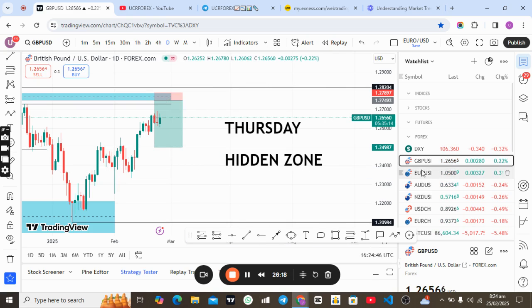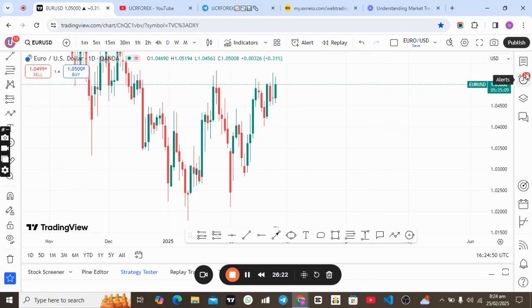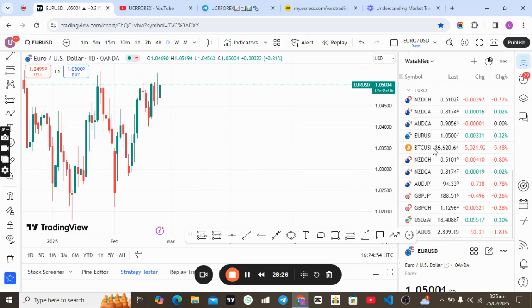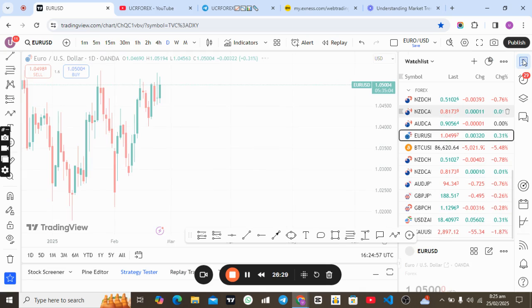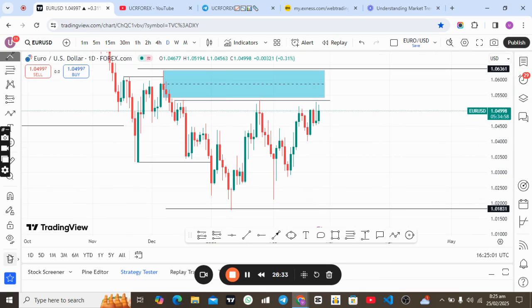Now let's go to Euro USD. Be rest assured, anything that we see here on GBP USD must be seen on Euro USD. If it is not seen on Euro USD, there is a problem, because all these pairs move in the same direction. So we're going to clear everything here.